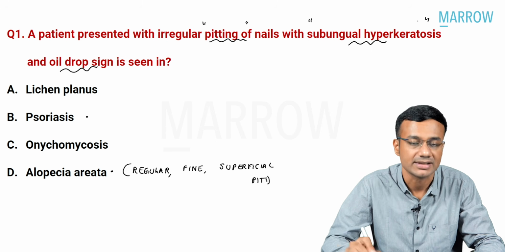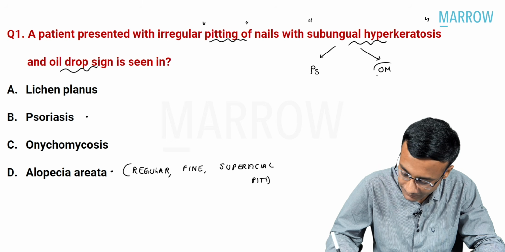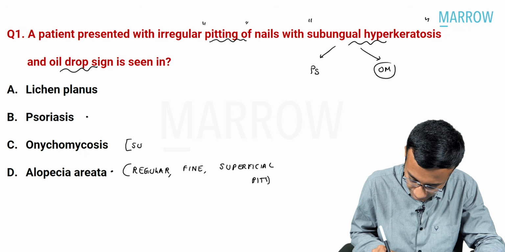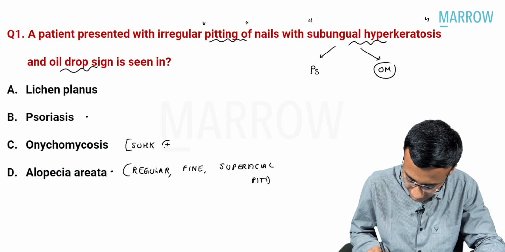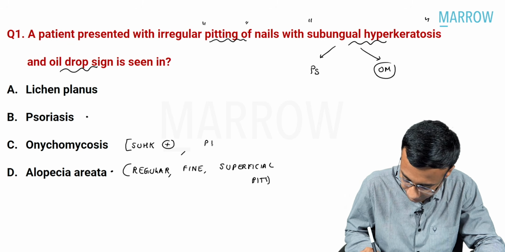Subungual hyperkeratosis. This particular feature can be seen in two conditions. Number 1, it can be seen in psoriasis. It can be seen in onychomycosis. So one point which is in favor of onychomycosis is subungual hyperkeratosis is present here. However, very important is in onychomycosis, pitting is absent.